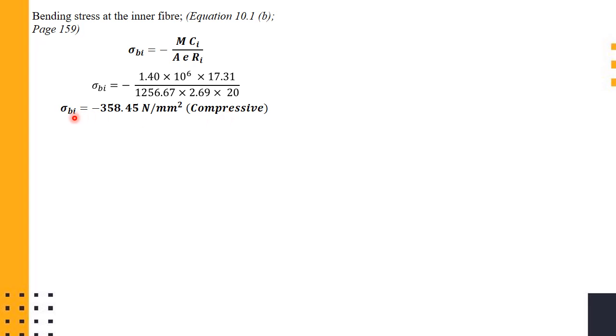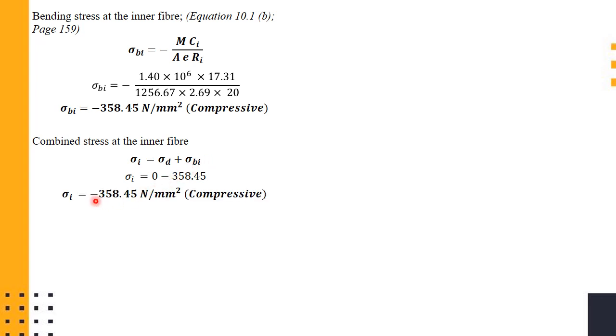Once you calculate the bending stress at the inner fiber, you can calculate the combined stresses generated at the inner fiber. So the combined stress sigma is equal to whatever direct stress is generated plus the sigma BI value, right? It is already negative, so the combined stress will also be a negative value indicating the compressive nature, right? So it is the same procedure. Combined stress at the inner fiber we will calculate.